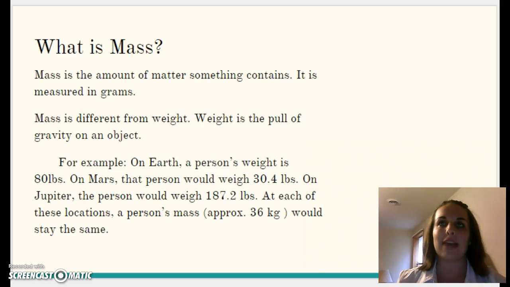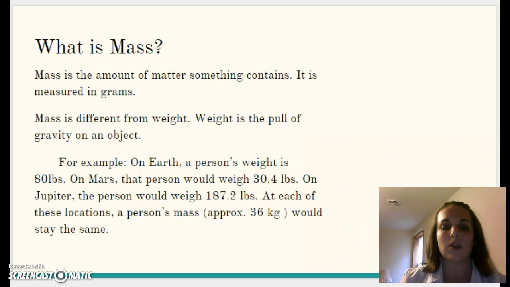Now what is mass? If we're trying to figure out what qualifies as matter, we need to understand what mass is and what mass is not. Mass is different than what you weigh. When we weigh somebody, we're looking at the pull of gravity on it. Mass is the amount of matter that something contains. So mass is universal, it never changes. Weight, on the other hand, does.